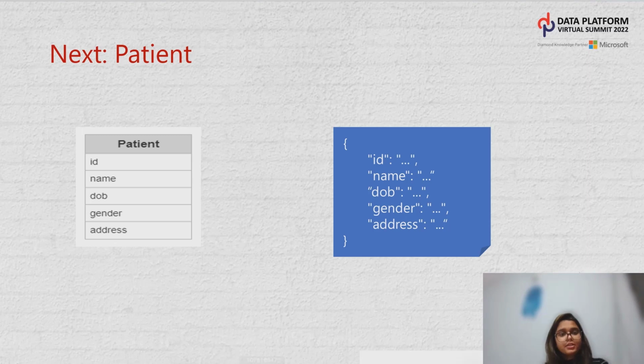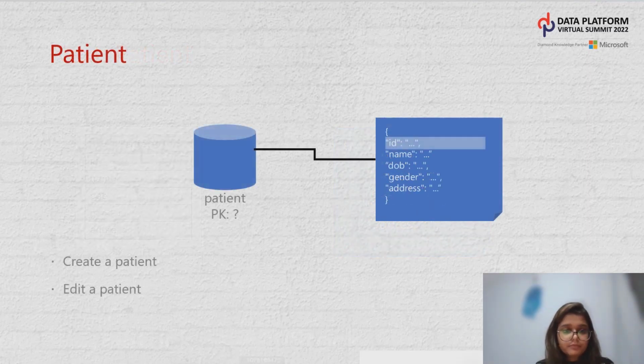Now coming to patient is again fairly simple. It has ID, name, DOB, gender, and address, and we can directly convert that into a JSON document. Talking of partition key, we have operations like create a patient or edit a patient, which would happen rarely. So we can reasonably define partition key as ID, which would basically create a lot of logical partitions for each patient, and thus evenly distribute data among logical partitions.